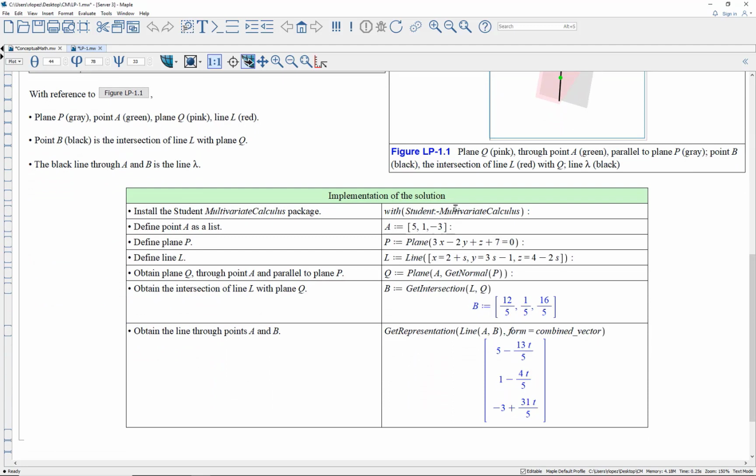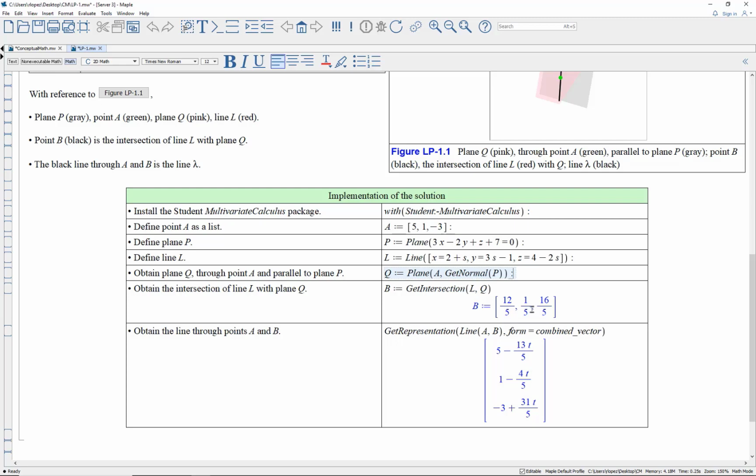Bring in the Student MultivariateCalculus package and define point A, the given plane P, and the given line L. So we need to get this pink plane, the parallel plane. Now that parallel plane contains the point A, and its normal is the same as the normal on P. So there's the normal on plane P. It's the same as the normal for this plane Q, the pink plane. And then we want to get the intersection of the given line with this pink plane. So we get the intersection. There it is.